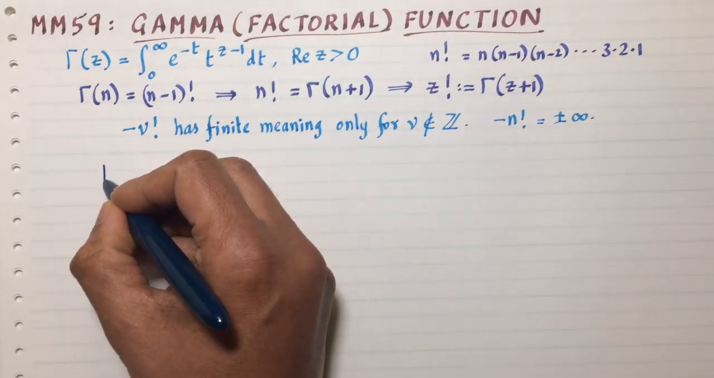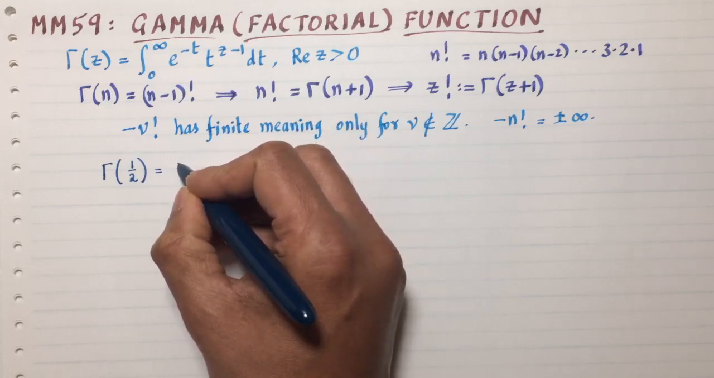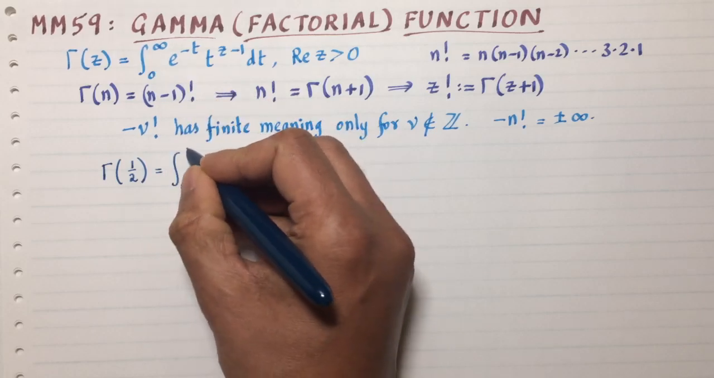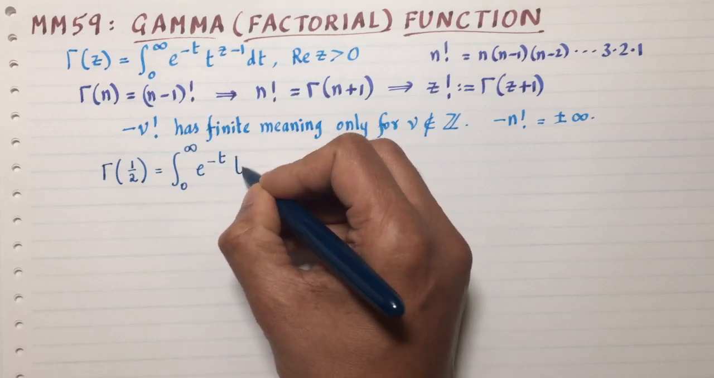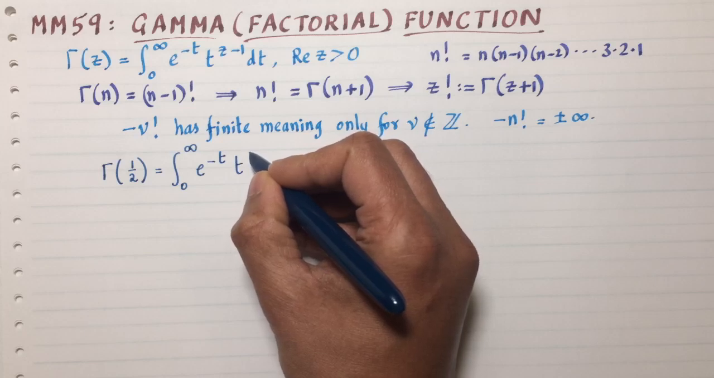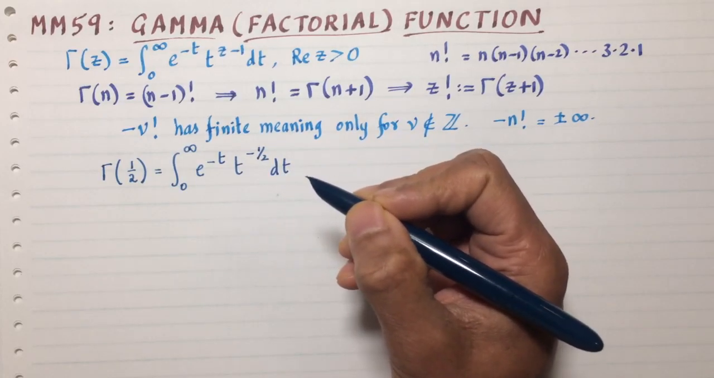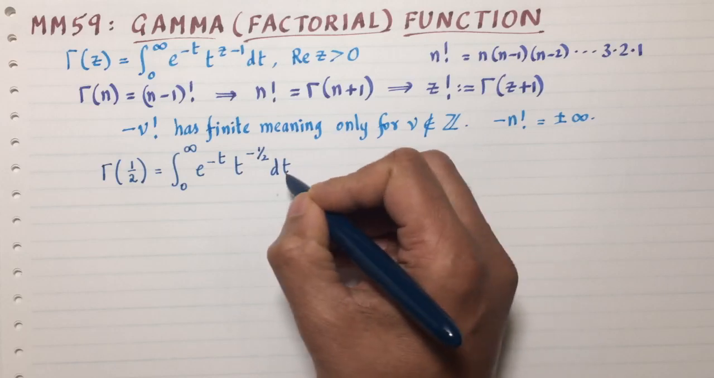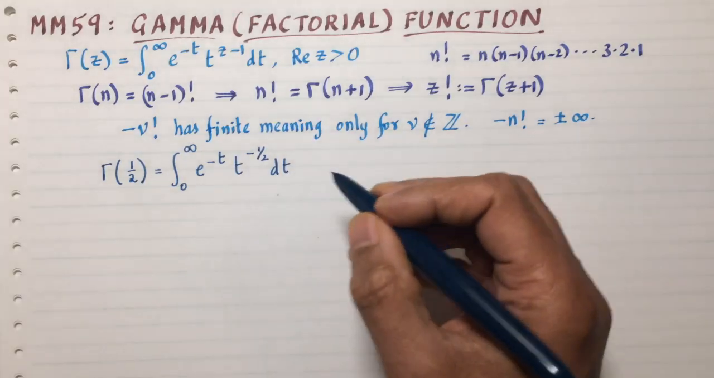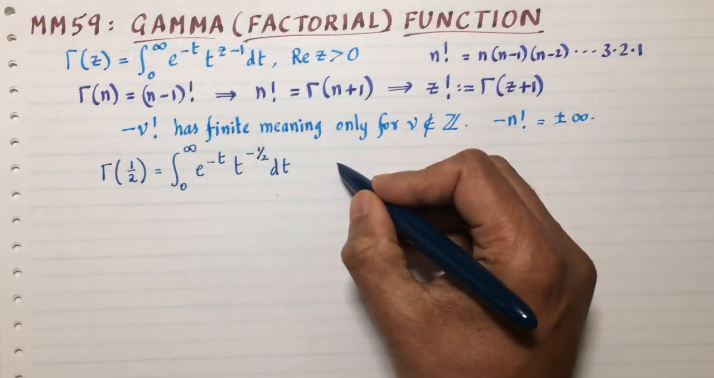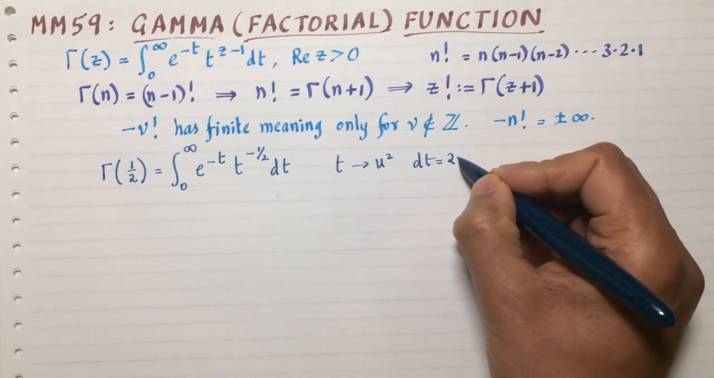For example, let's find out what gamma of half is. Gamma of half is going to be the integral from 0 to infinity of e to the minus t times t to the power half minus 1, which is negative half, dt. You can actually change a variable here. Let's try changing the variable t to u squared. Then dt is going to be 2u du.